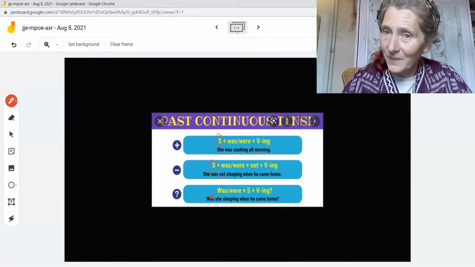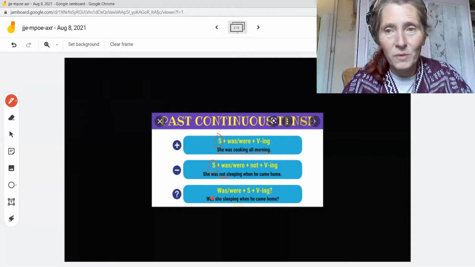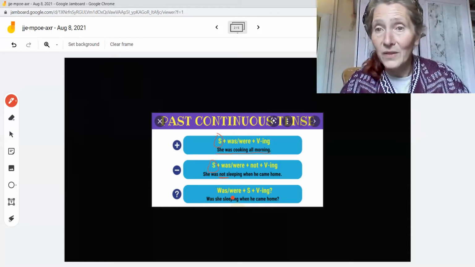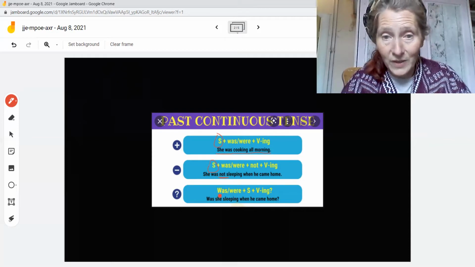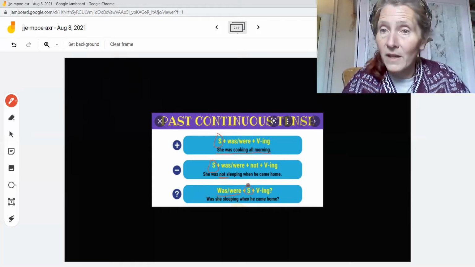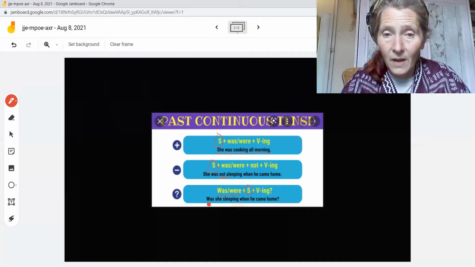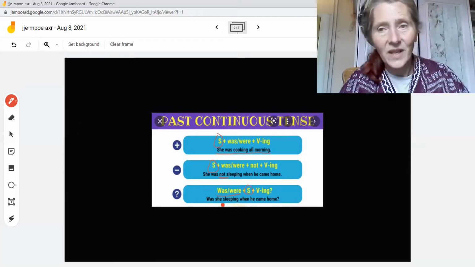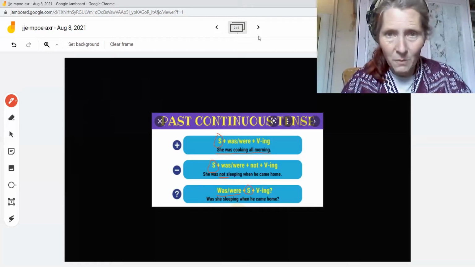Then questions. Questions are formed a bit differently in English because quite often the verb comes before the subject. And here is no exception. We have our past tense form of to be, then we have our subject and our verb ending in ing. Was she sleeping when he came home? Okay, so it's asking a question. All right, so we're going to move on.